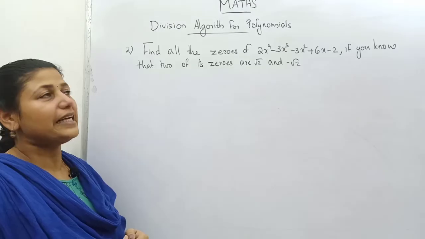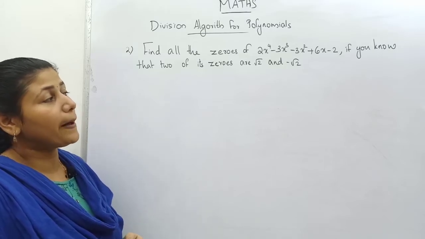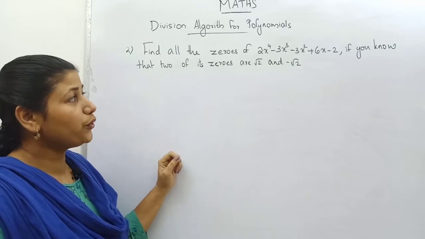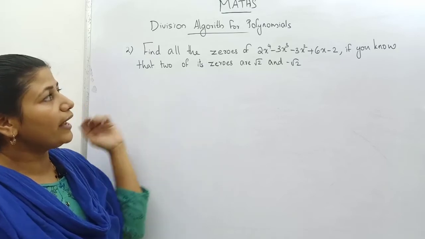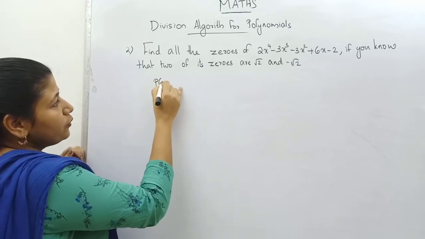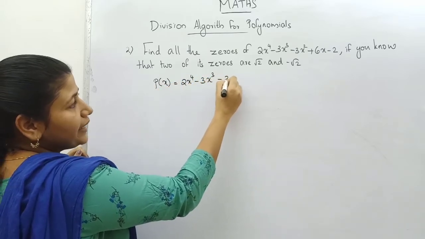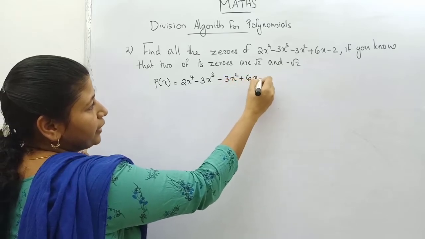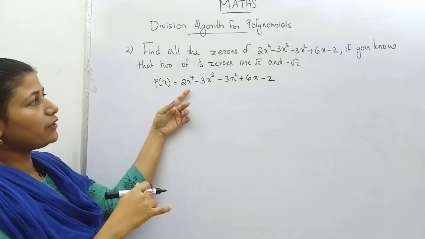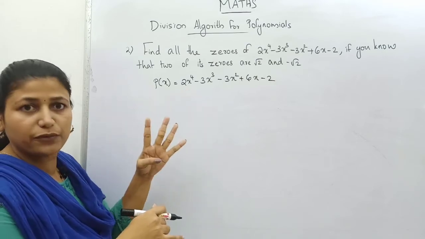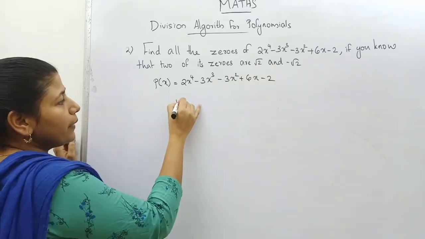Got it? Another example: find all the zeros of 2x raised to 4 minus 3x cube minus 3x square plus 6x minus 2, if you know that two of its zeros are root 2 and minus root 2. We are given a polynomial p of x which is 2x raised to 4 minus 3x cube minus 3x square plus 6x minus 2. Since this is a polynomial with degree 4, it has 4 zeros, that we studied, isn't it? Only 2 zeros are given, root 2 and minus root 2.